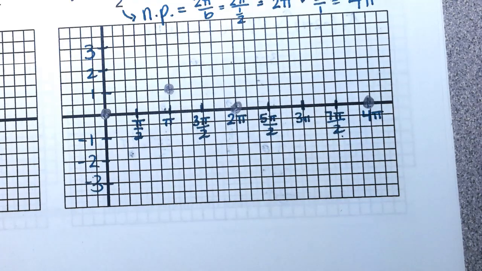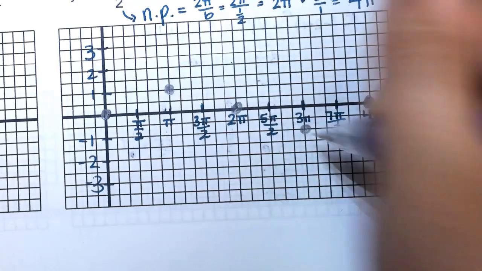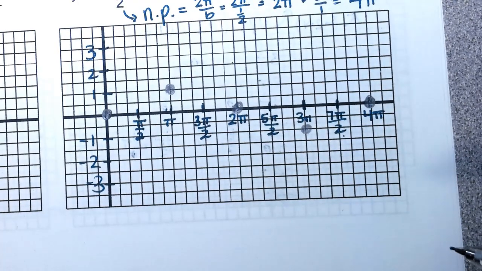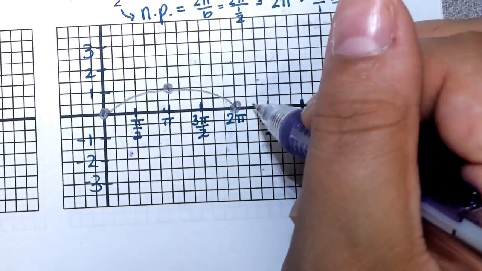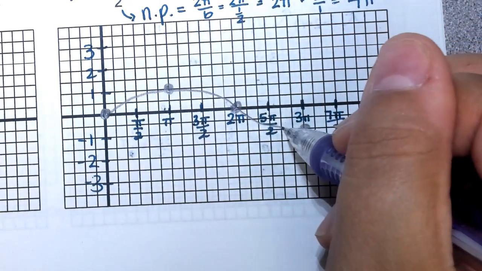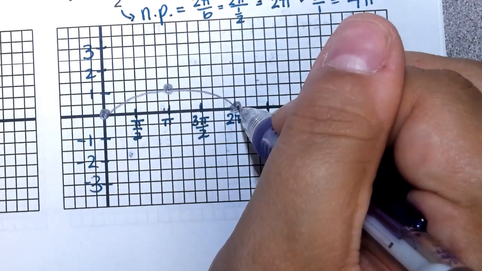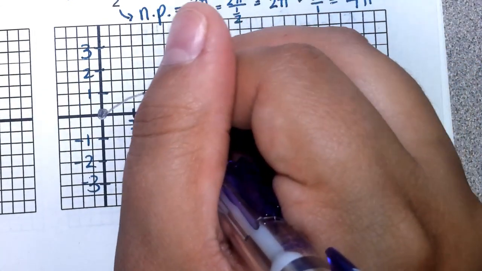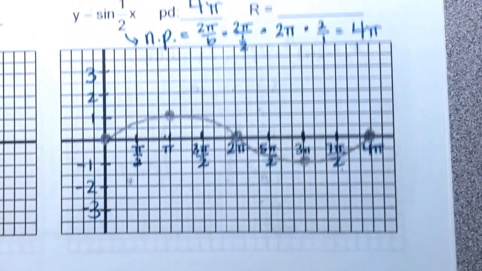And then where is it going to go down to negative 1? 3 pi. And then be careful, because it's so stretched, it can get a little mountainy. Make sure that you are still curvilicious. Wow, that was a pretty good curve for me.